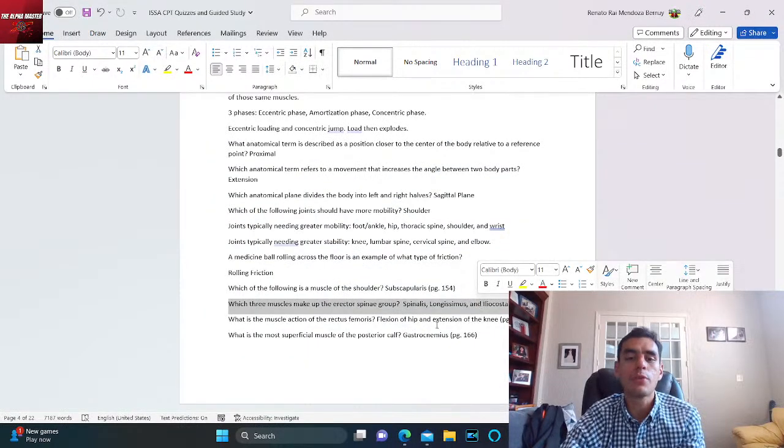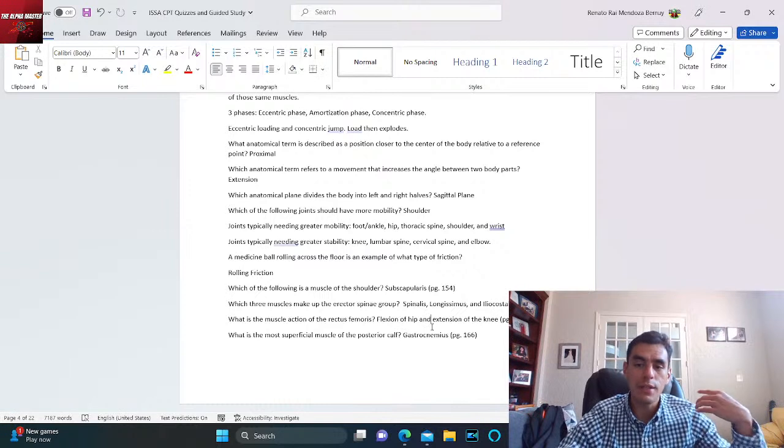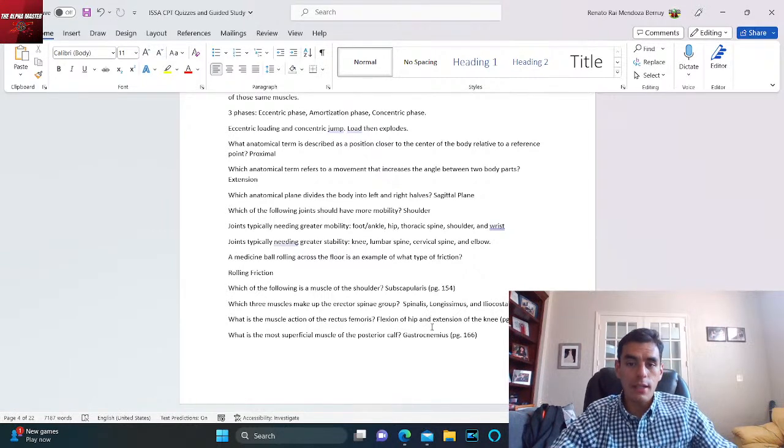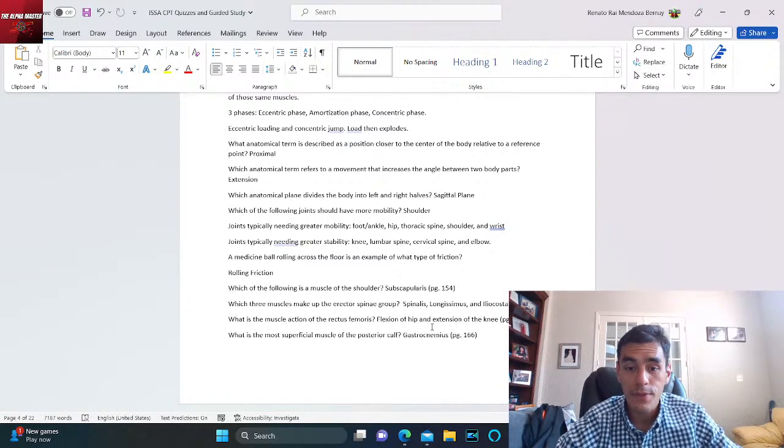Now you have the three muscles that make up the erector spinae group. The three muscles that make up the erector spinae group are going to be the spinalis, the longissimus, and the iliocostalis.